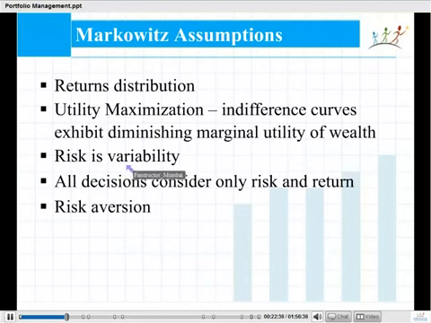Risk is given by standard deviation, that is, risk is given by variability. All decisions consider only risk and return, and investors are risk averse, which means for a given amount of risk, they will ask for the highest return, and for a given amount of return, they will ask for the lowest risk. So investors are risk averse.